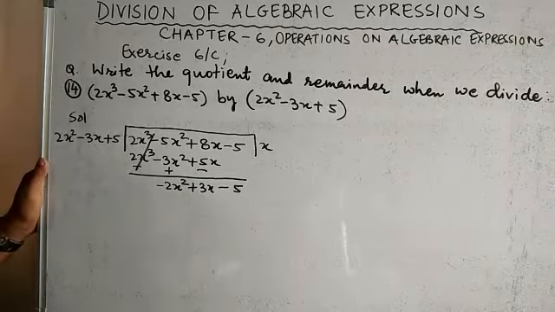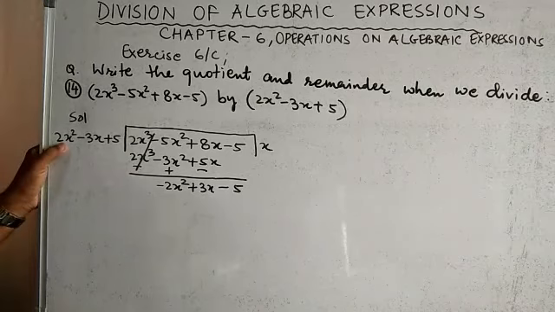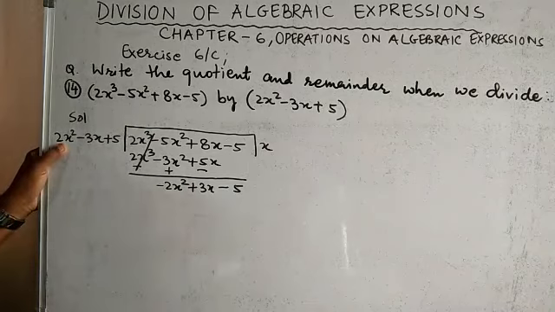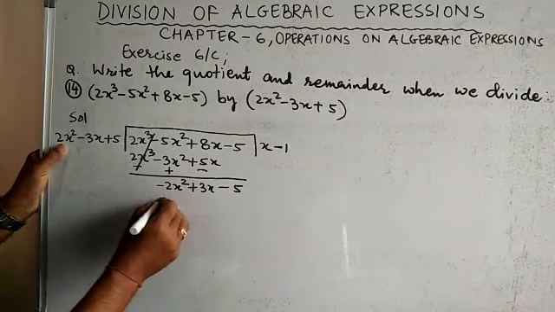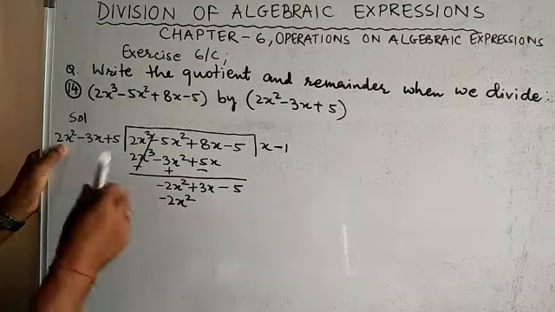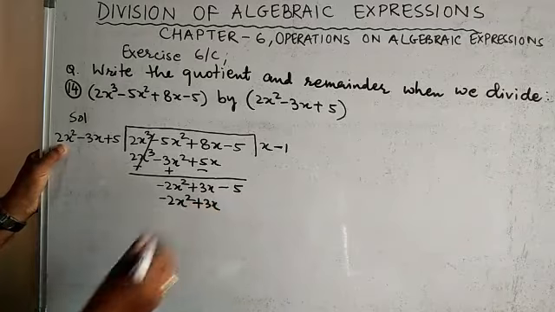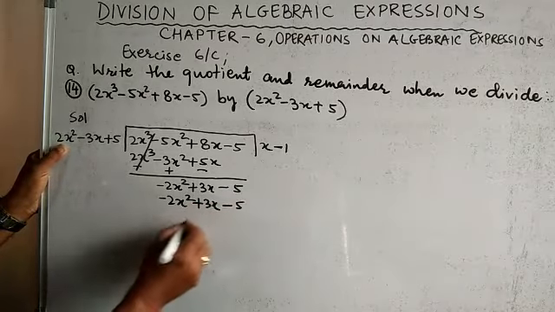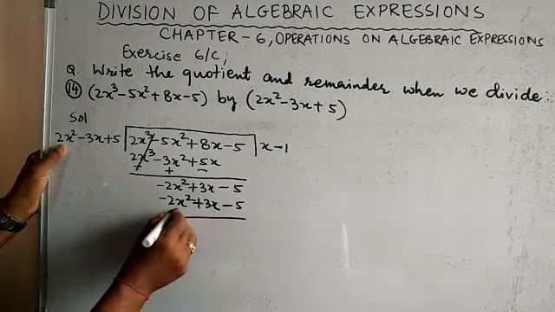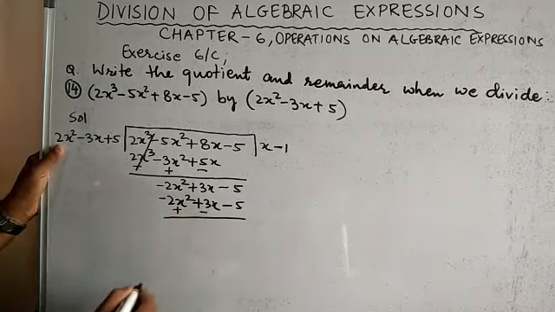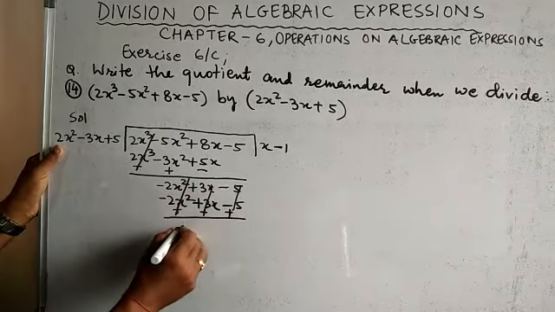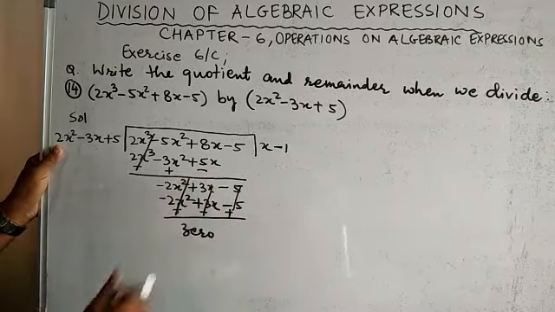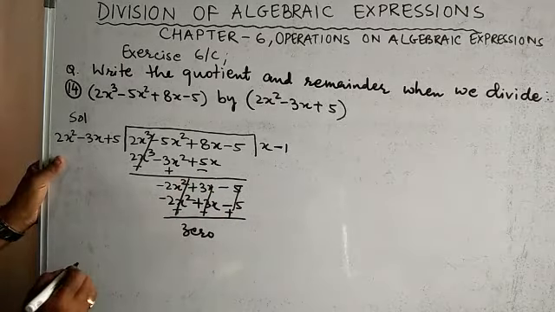new dividend. So that again this minus 2x square is to be divided by 2x square, that means we have to multiply by minus 1, that becomes minus 2x square plus 3x minus 5. So that again we have to change their sign. Cancelled, cancelled, cancelled. Now the remainder becomes 0 and the quotient is now x minus 1.